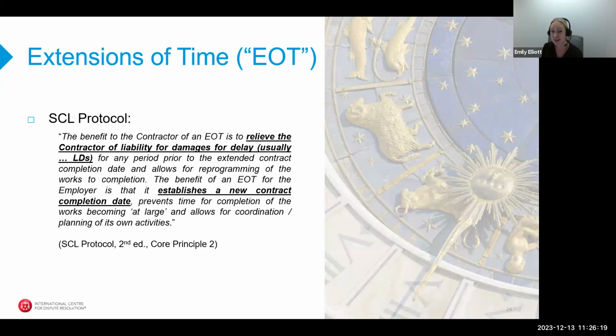So according to the Society of Construction Law Protocol, and this is essentially the holy grail for guidance on key construction law issues related to delay and disruption, the benefit to the contractor of an extension of time is to relieve the contractor of liability for liquidated damages. Now, the benefit of an EOT for the employer is that it establishes a new contract completion date, which prevents time for completion of the works becoming at large and allows for coordination and planning of its own activities.